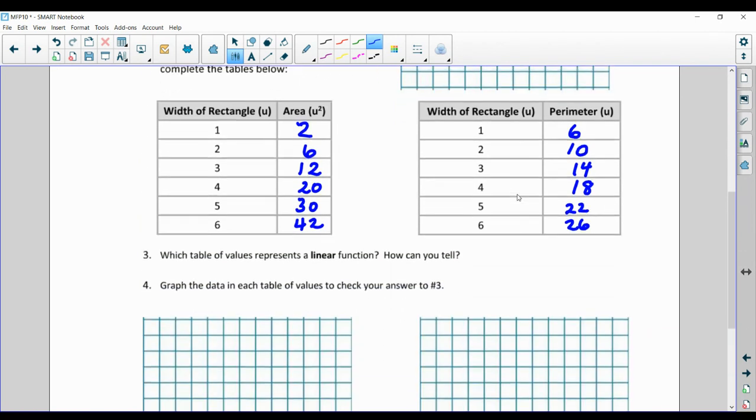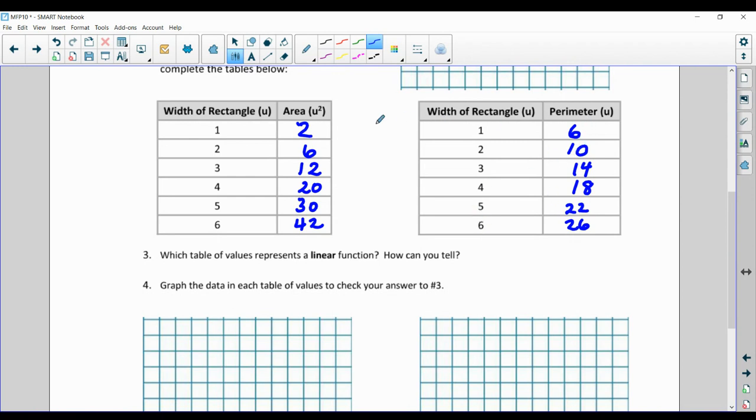So the next question is, which of these tables of values represents a linear function? In other words, if we graph it, it's going to create a line. And so you may have a guess just by looking at the numbers. One of the things we can look at is that the width of the rectangle in each table is going up by 1 each time. So to get from 1 to 2, it's plus 1, plus 1, plus 1, plus 1, plus 1.